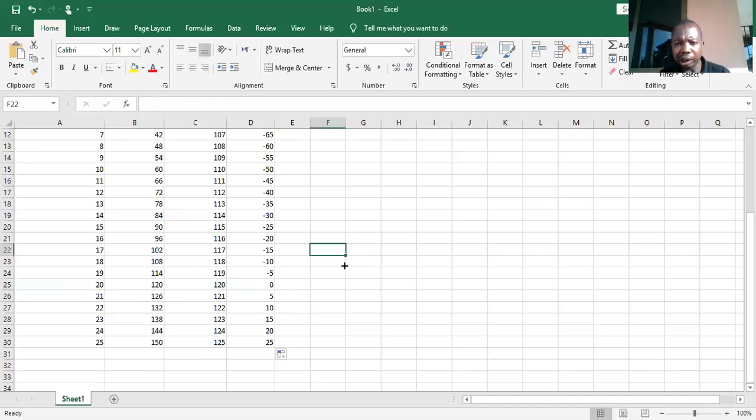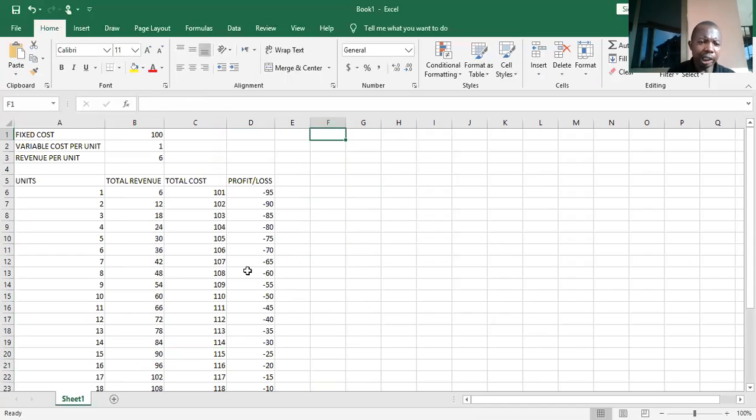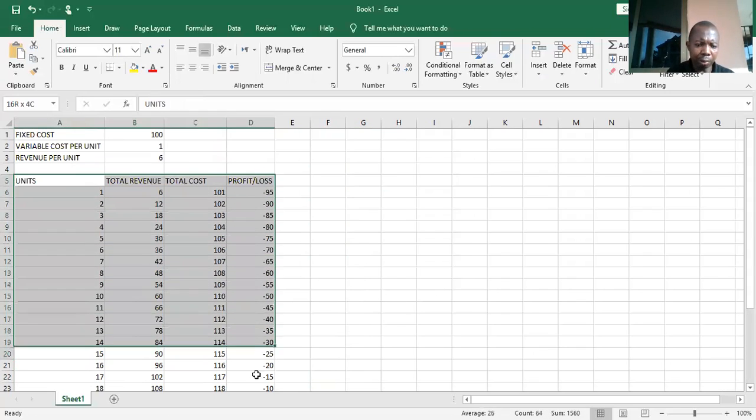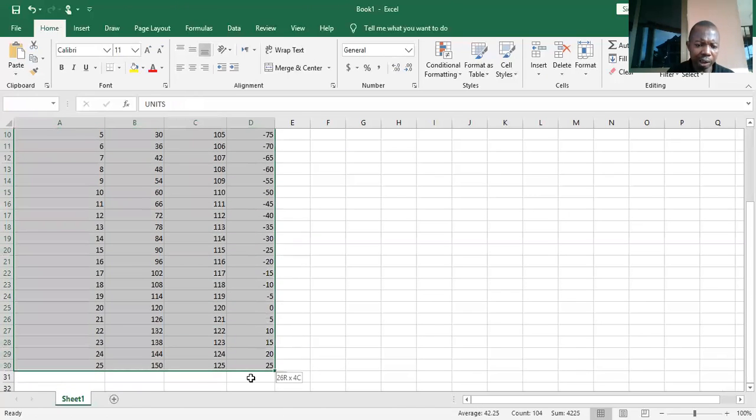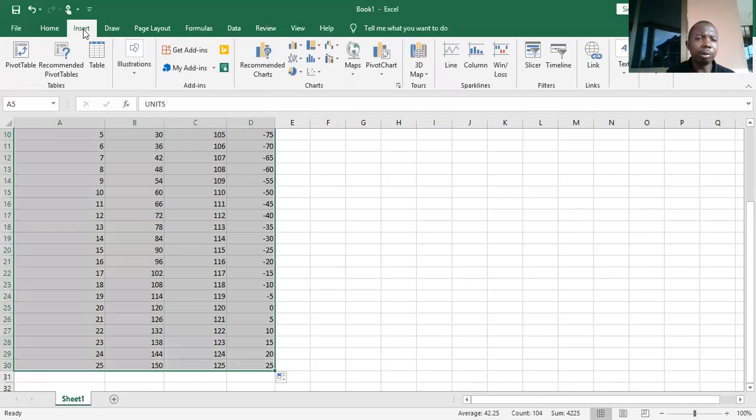But how do we present this on a chart? To present this on a chart, you will highlight from the unit to the profit and come down. Pick all the data like this, and then we go to insert. The insert ribbon is here. We click on insert. From insert, come to the chart section.